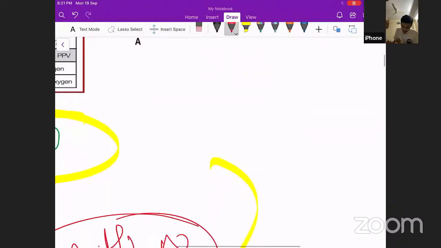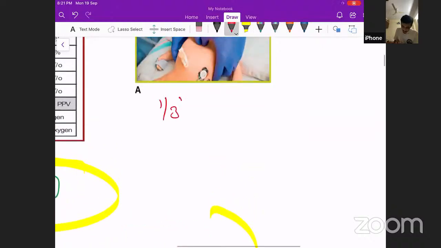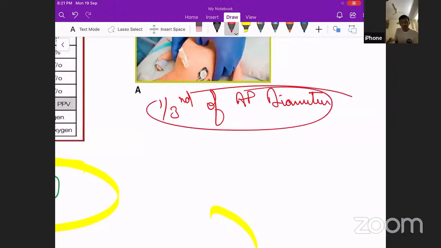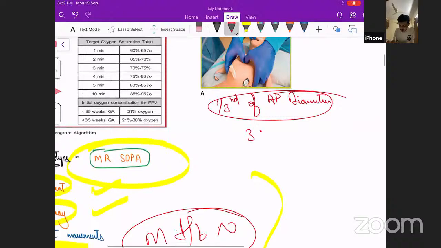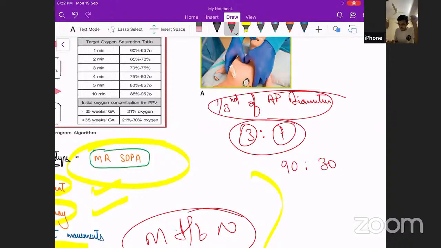So how deep do we go? It has to be 1/3 of the AP diameter. So this is how deep we go, fine. 1/3 of AP diameter, we give good chest compressions along with positive pressure ventilation in the ratio 3:1. So for every 3 chest compressions, there should be 1 ventilation, fine. That comes up to 90 compressions to 30 ventilations per minute, fine.